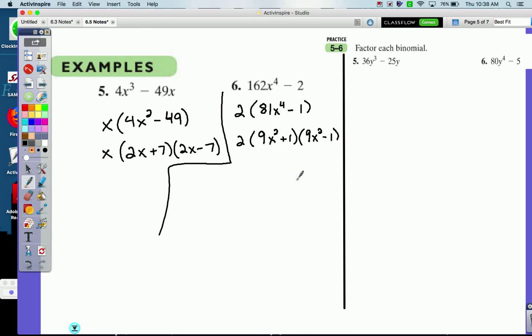All right, but always look when you get done, is there something else I can do? And that last parentheses there, I'll actually factor again, because 9 is 3 times 3, x squared is x times x, and 1 is 1 times 1. So you'll have the 2 that you already had written down. You'll have the 9x squared plus 1. And then the minus 1 will factor into 3x plus 1, 3x minus 1. That's it.